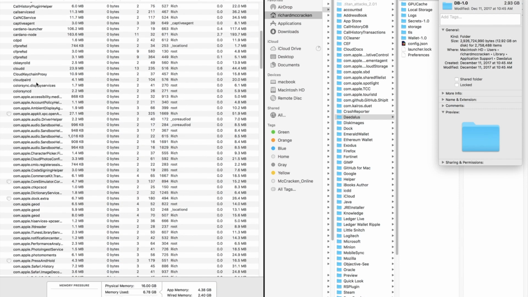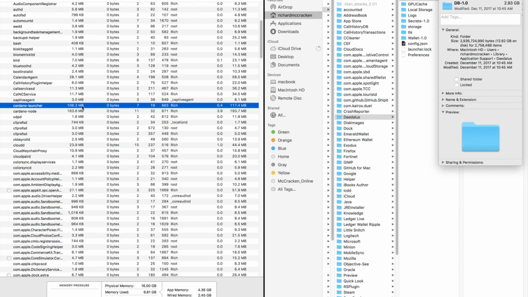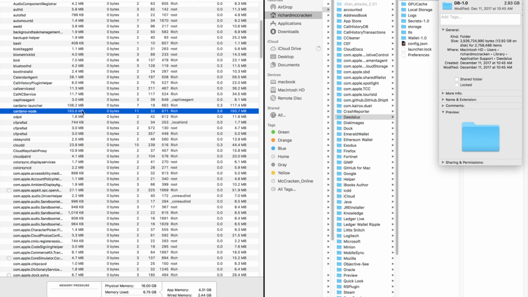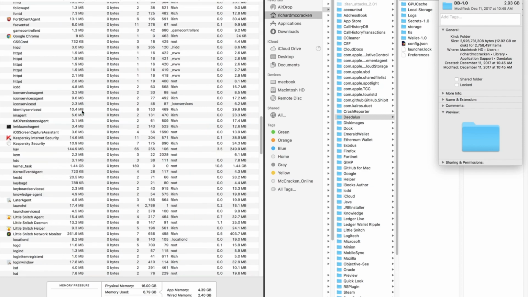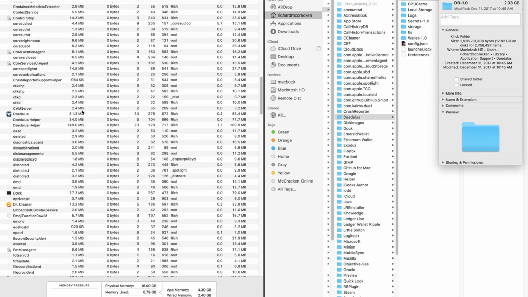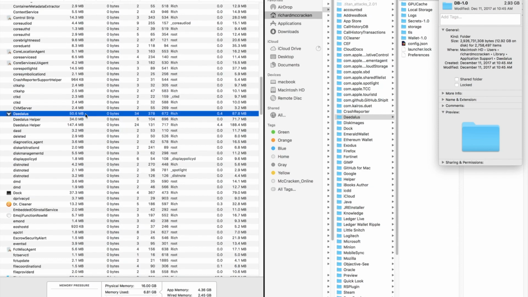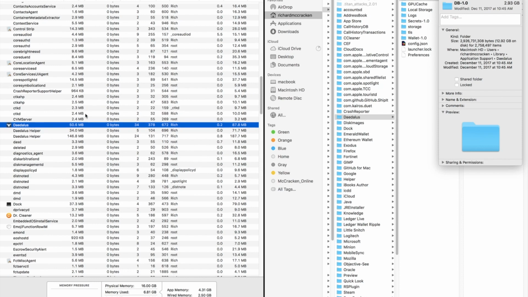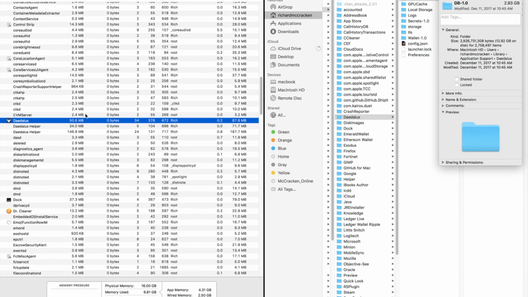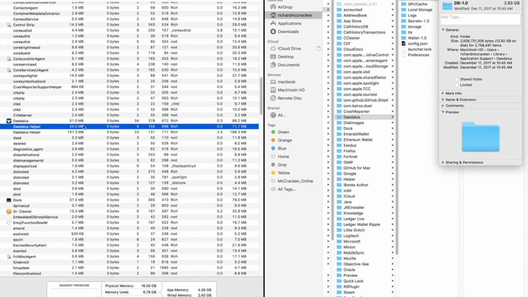Cardano launcher. 106.2 megabytes, down from 400. Cardano node, 163 megabytes. Earlier it was 102. Go down and check Daedalus, passed it up. Daedalus, 50.6 megabytes, or 51 megabytes, and that's what it was before. Daedalus helper, 34 megabytes, and there was one Daedalus helper before, it was 34 megabytes.